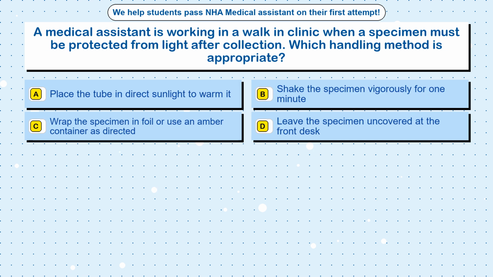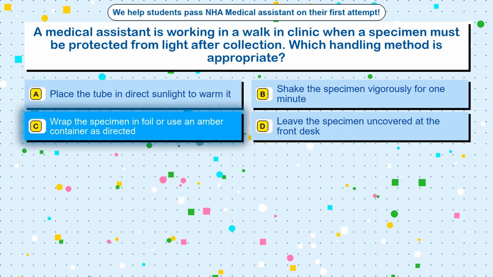Question 38. Why must a light blue citrate tube be filled to the proper level in the physician office lab during a skills check? Option A, EDTA needs extra room to mix. Option B, serum cannot clot unless the tube is full. Option C, the blood to anticoagulant ratio must be correct for coagulation results. Option D, the tube color changes if underfilled. The correct answer is option C.